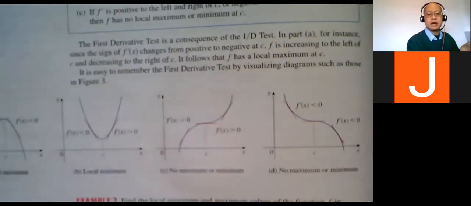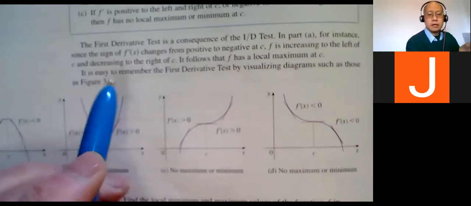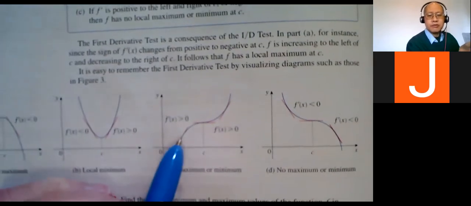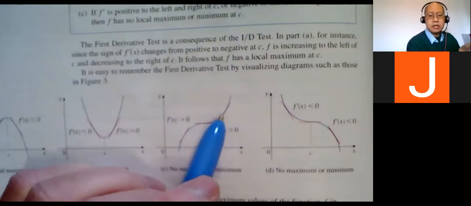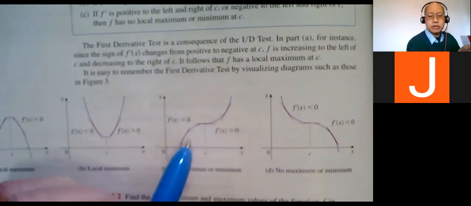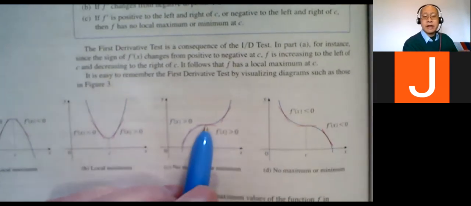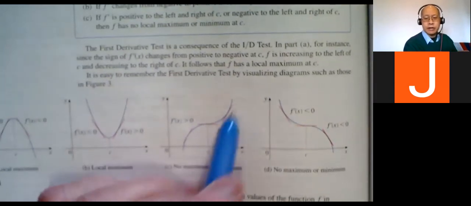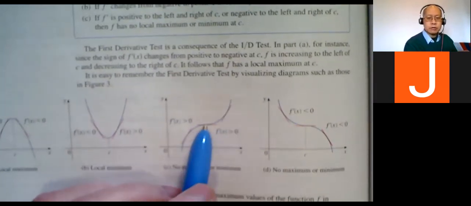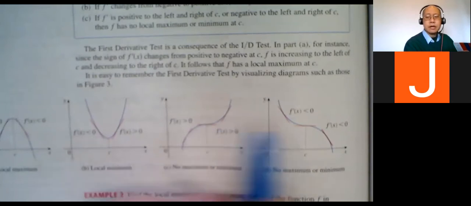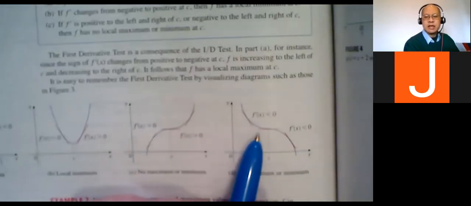How about C and D? C, if I move a little bit to the left, it's increasing. A little bit to the right, still increasing. So that means you're neither at a maximum or minimum, right? That's not a maximum because you can still go higher. That's not a minimum because you can go lower. Likewise for D, it's neither.